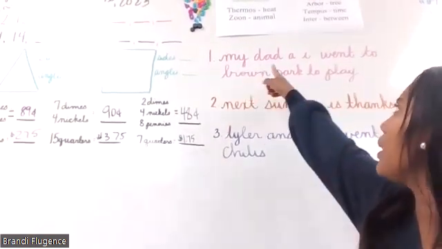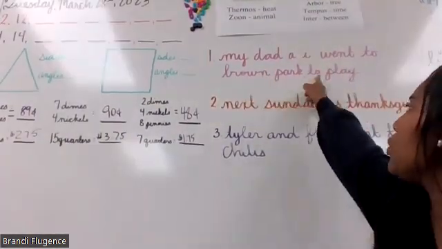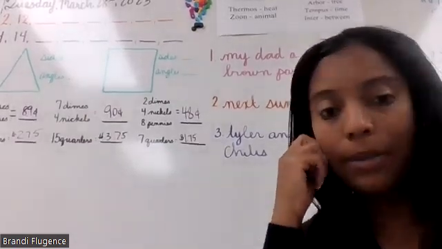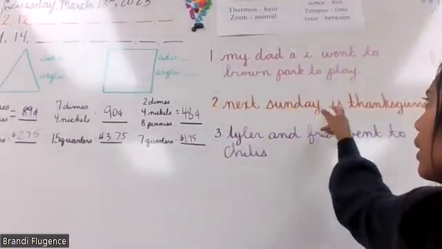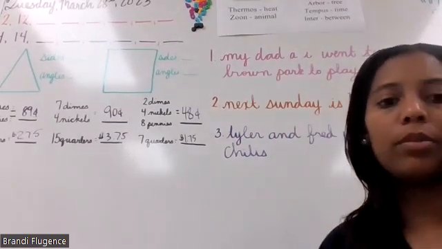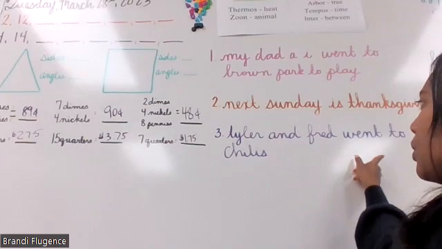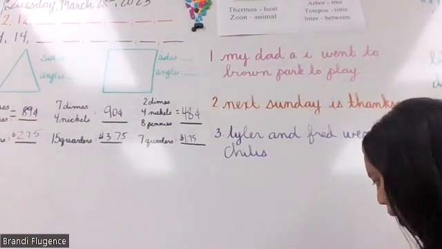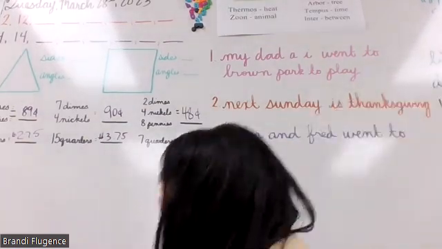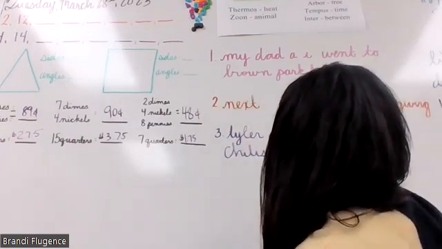So number 1, it says, my dad and I went to Brown Park to play. Pay attention to your proper nouns. Number 2, next Sunday is Thanksgiving. And number 3, Tyler and Fred went to Chili's. Let me change that from Sunday to Thursday because Thanksgiving is on a Thursday. I don't know why I put Sunday.